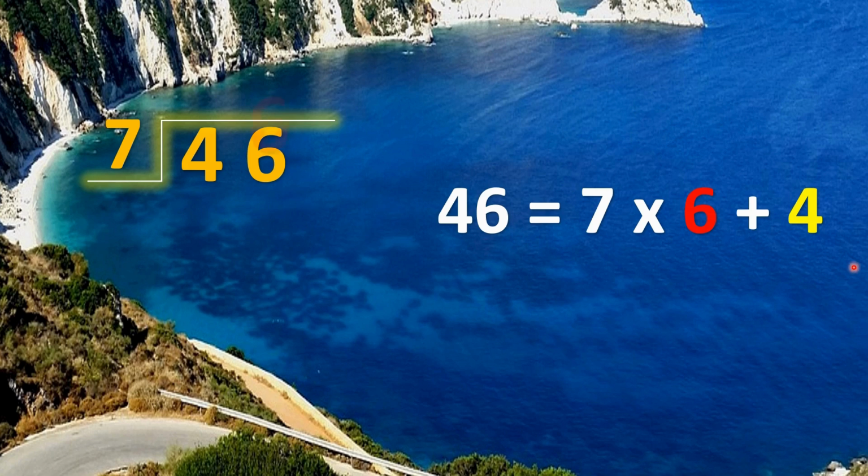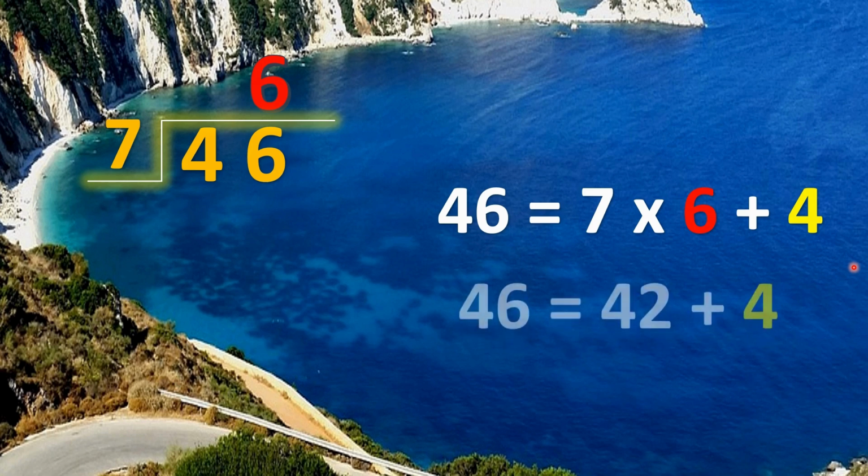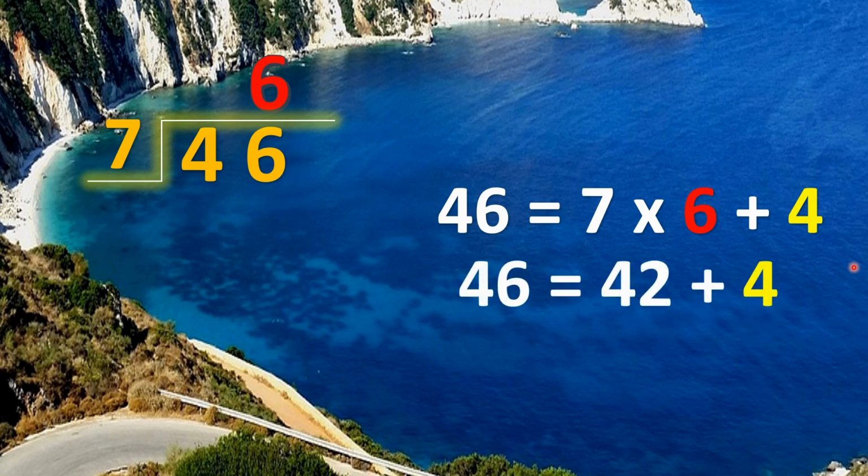So, we have 6 up there as usual. Above 6, not above 4. And 46 is the same as 42 plus 4. So what do we do with 42? It goes under 46. What do we do here? We invite the minus sign and we do the operation.